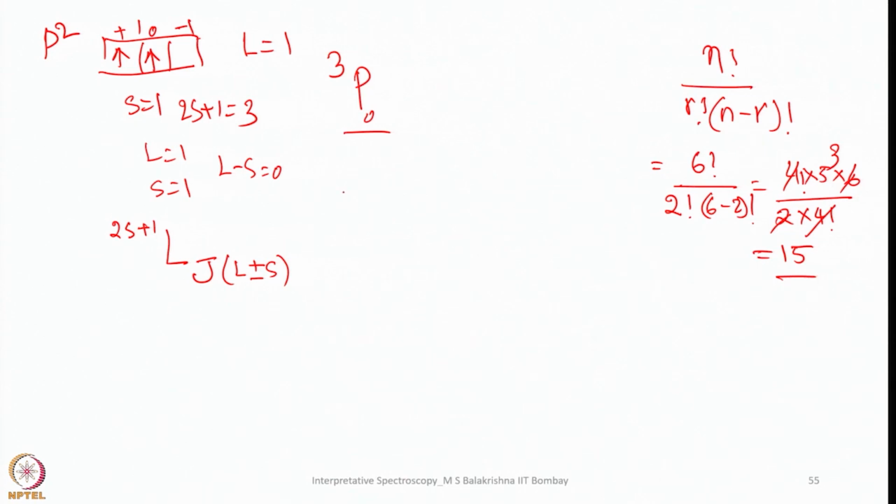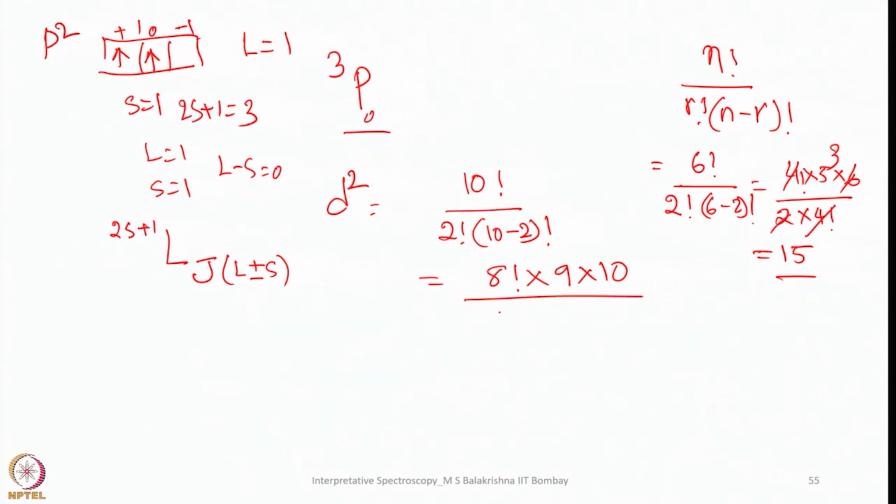Let us look into D2 as well. For D2, the total capacity of the d orbital is 10, so it is 10 factorial over 2 factorial and 10 minus 2 factorial. This can be written like this. 2 factorial is 2, and this is 8 factorial. So we have 45 microstates. This is how we should be able to determine it without any problem.